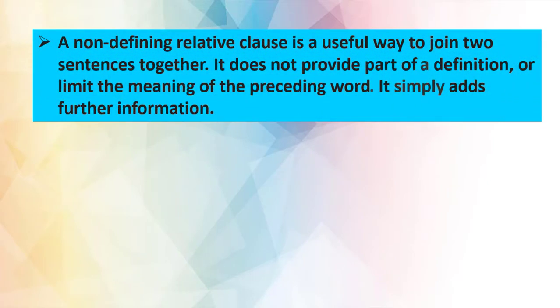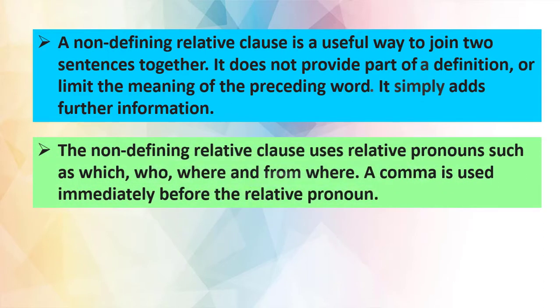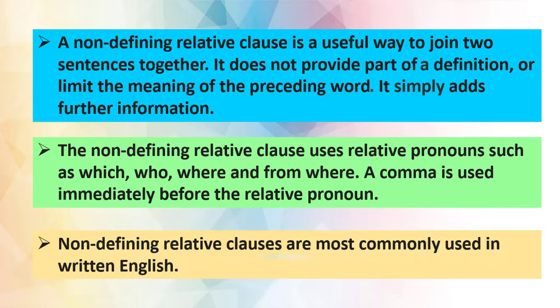Now let's learn some facts about relative clauses. A non-defining relative clause is a useful way to join 2 sentences together. It doesn't provide part of a definition or limit the meaning of the preceding word. It simply adds further information. The non-defining relative clause uses relative pronouns such as which, who, where, and from where. A comma is used immediately before the relative pronoun. Non-defining relative clauses are most commonly used in written English.